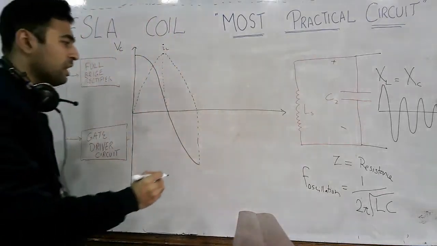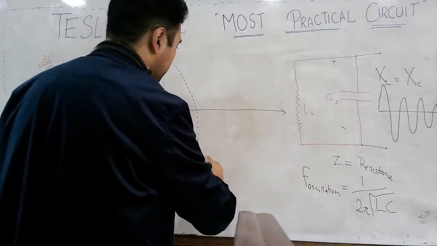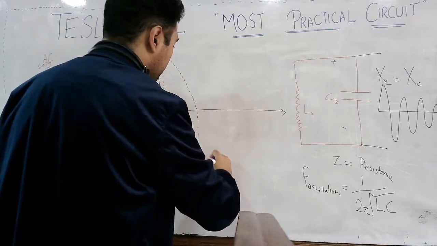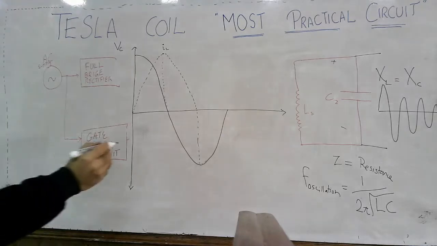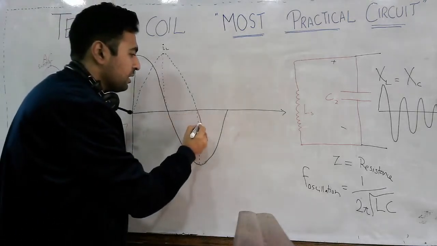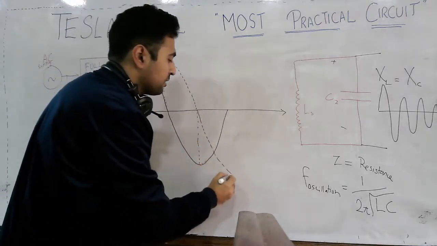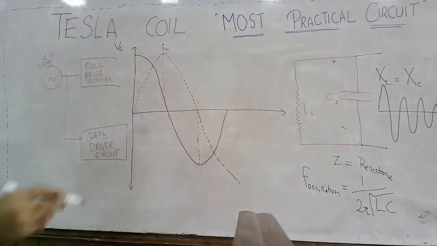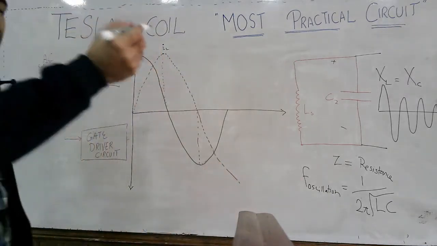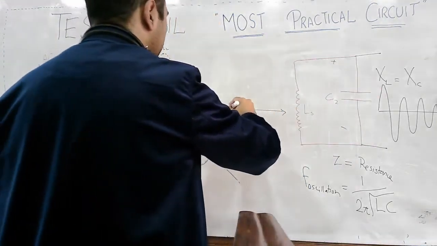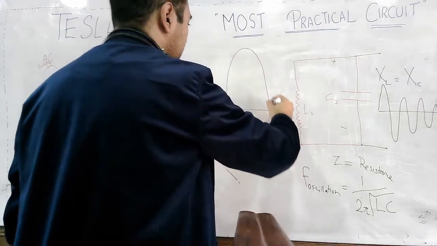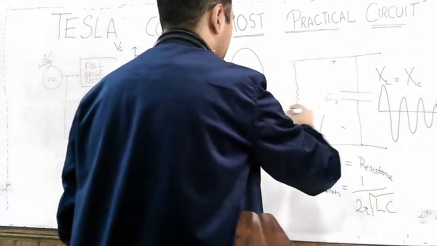In that effort, what happens? The capacitor eventually discharges across the inductor, and what happens? The inductor current has reached the peak. And what happens? There is a continuous exchange of energy between inductor and capacitor, and this waveform of the voltage across the capacitor repeats.